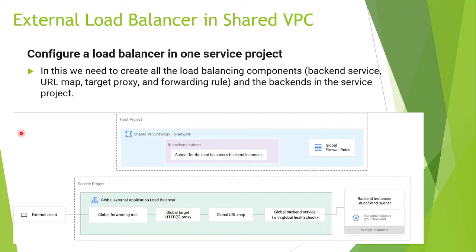So we will see the same thing here, how we can create an external load balancer in shared VPC. We have two options as of now. The first option is that we can create a load balancer in one of the service projects. In this, you can see I have a host project in which all my network configuration has been done, like the subnets and firewall rules. I will create those in the host project. In the service project, I will create my load balancer, with the forwarding rules and all the things which are required in a simple load balancer.